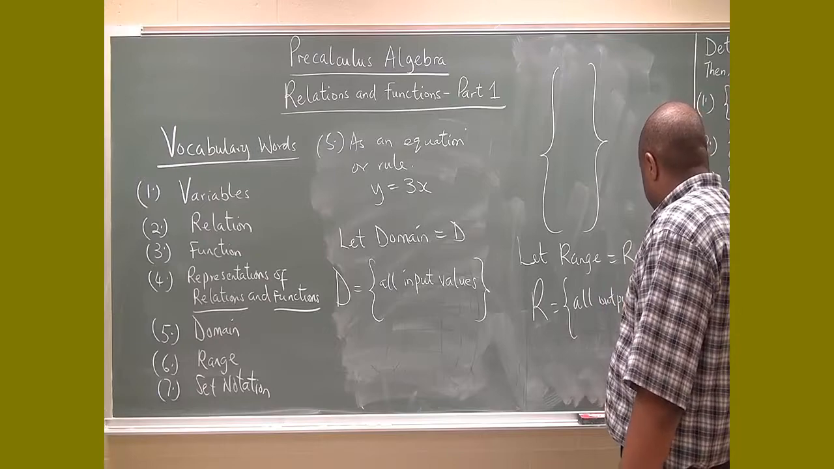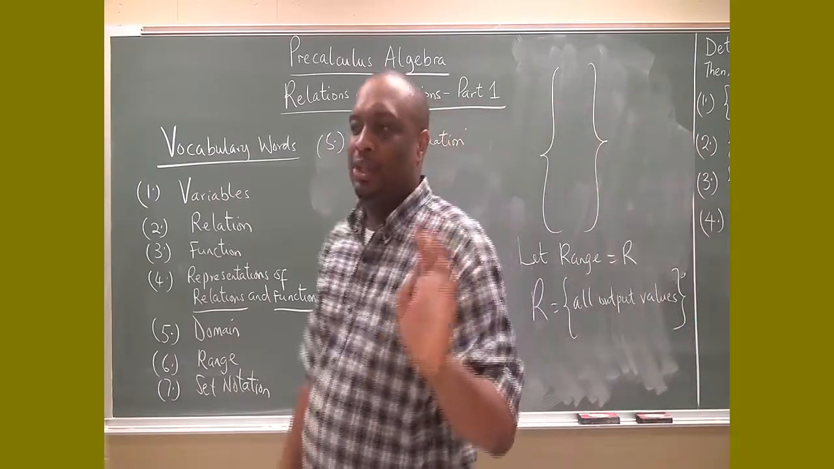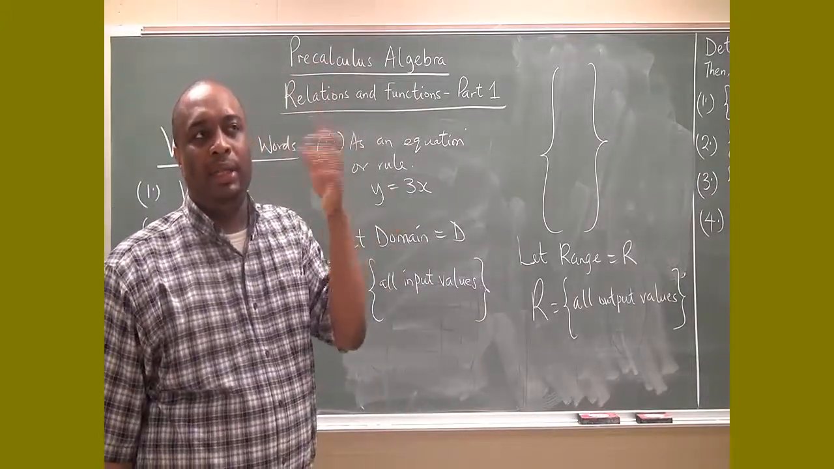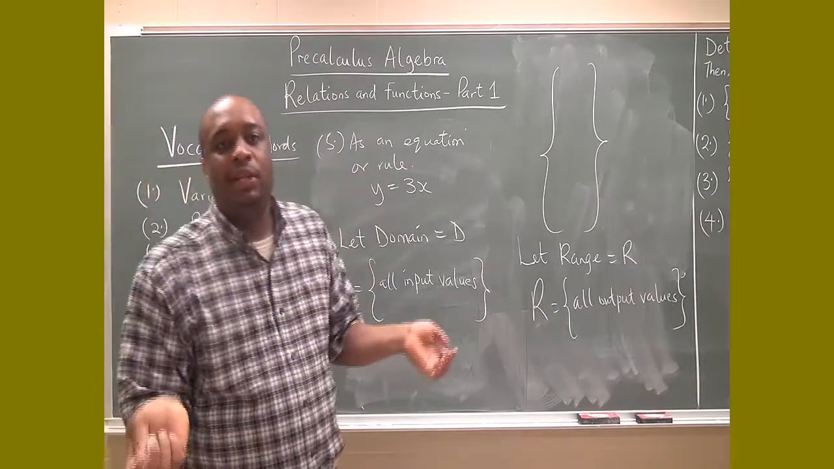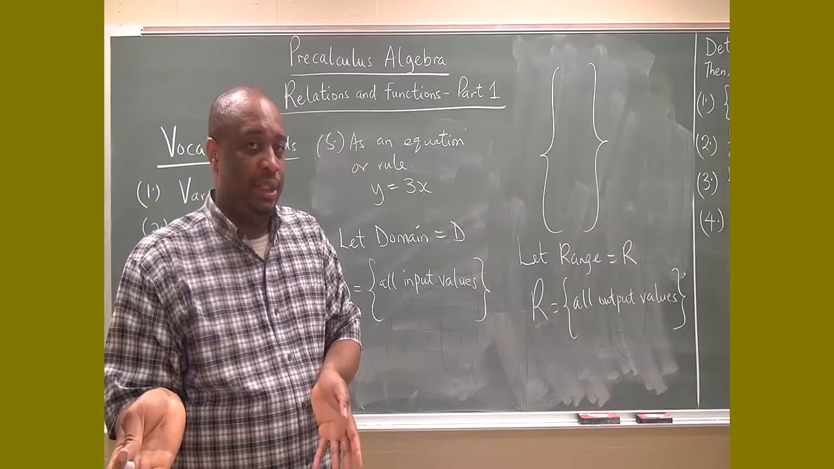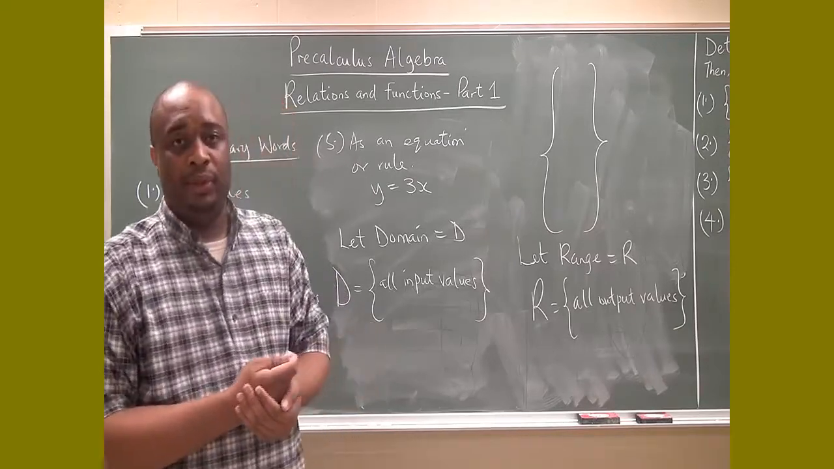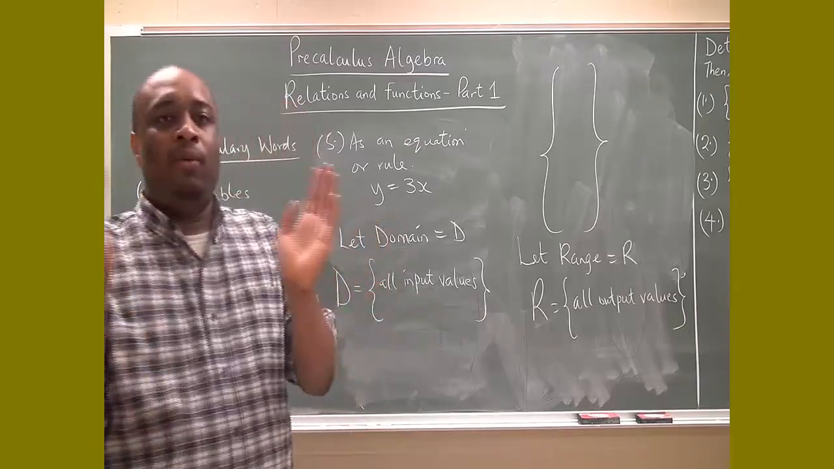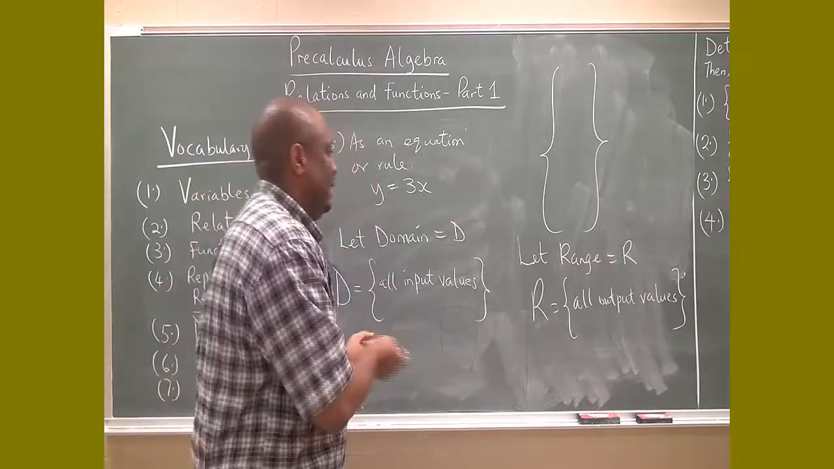All output values. Okay? Now, another thing I want to talk about is this. Y, you know that Y, we call it the response. Well, in statistics, we call it the response variable. Y is also the output. You can also call Y an image. Right? X is the element and Y is the image. X is the input, Y is the output. You can also say that.